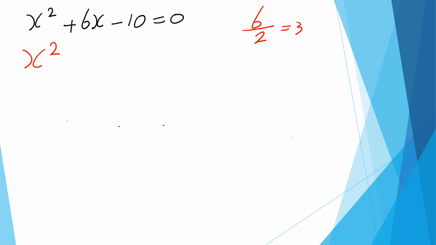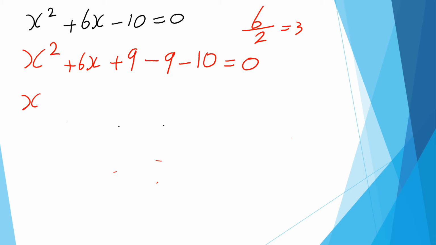We can take another example. So if we have x squared plus 6x minus 10 equals 0. So again, we take the value of b, we divide it by 2, then we square it. So we've got x squared plus 6x, 6 divided by 2 equals 3. Plus, it's always the plus first. So add 3 squared is 9. Take away 9, minus 10 equals 0.